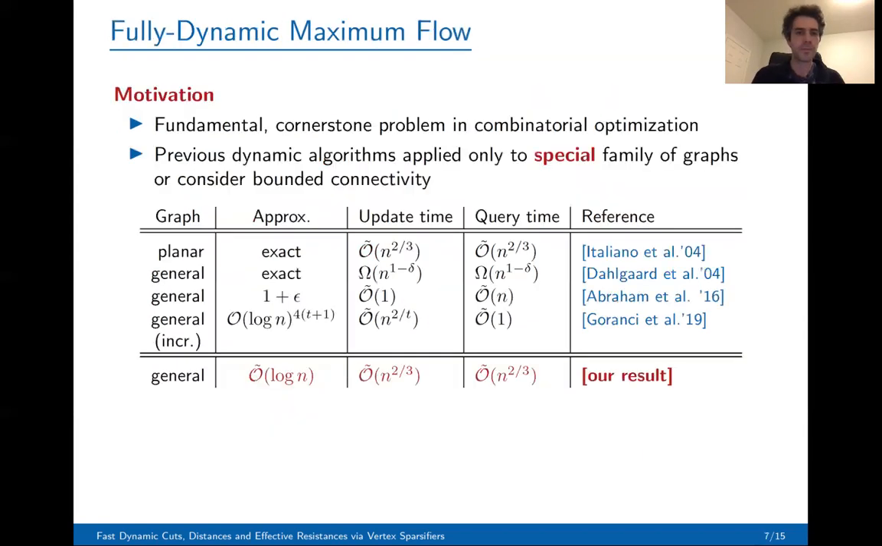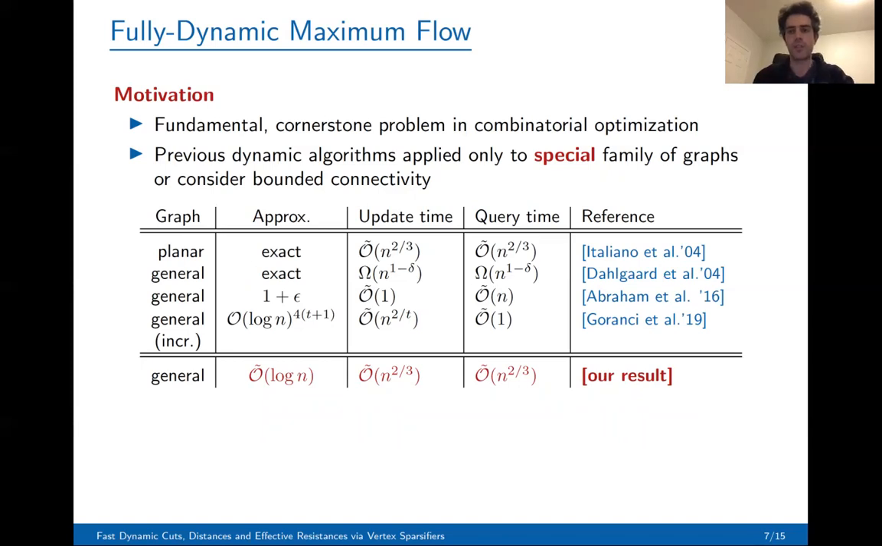As I said before, max flow has been extensively studied in theoretical computer science and algorithm design, and there are still papers being published on this. Unfortunately, the dynamic version of max flow has been very poorly understood. There are a few works that either consider a special family of graphs or consider bounded connectivity. For example, for planar graphs, there is the work of Italiano and others, which achieves sublinear time, but it's restricted to planar graphs.